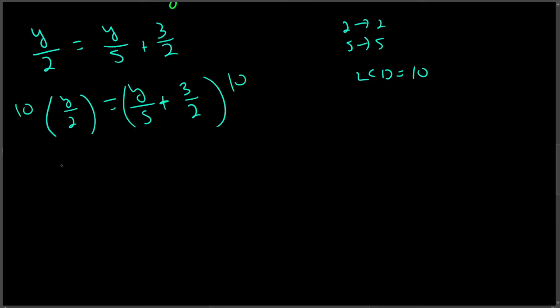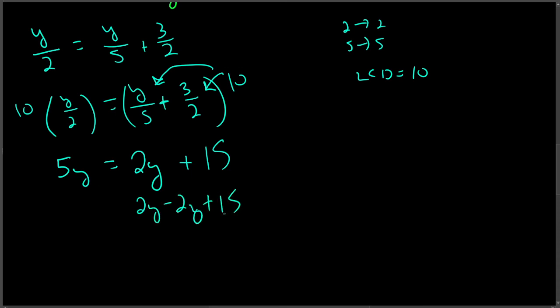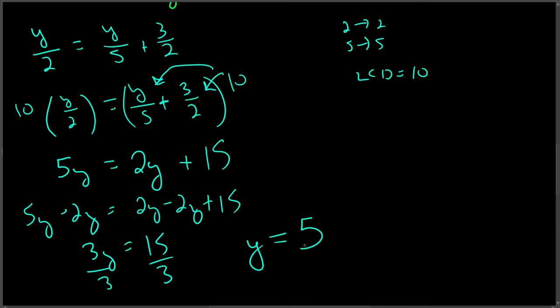And so 10 and 2 cancel, giving me 5y. I'll distribute this 10 to both parts. So 10 divided by 5 gives me 2y. And then the 10 and the 2 give me a 5, and 5 times 3 is 15. Now I'm going to bring all my y's to one side, so I'm going to subtract 2y from this side. But whatever I do to one side, I do to the other. And so 3y equals 15. And now I'm going to divide both sides by 3, and y is equal to 5.